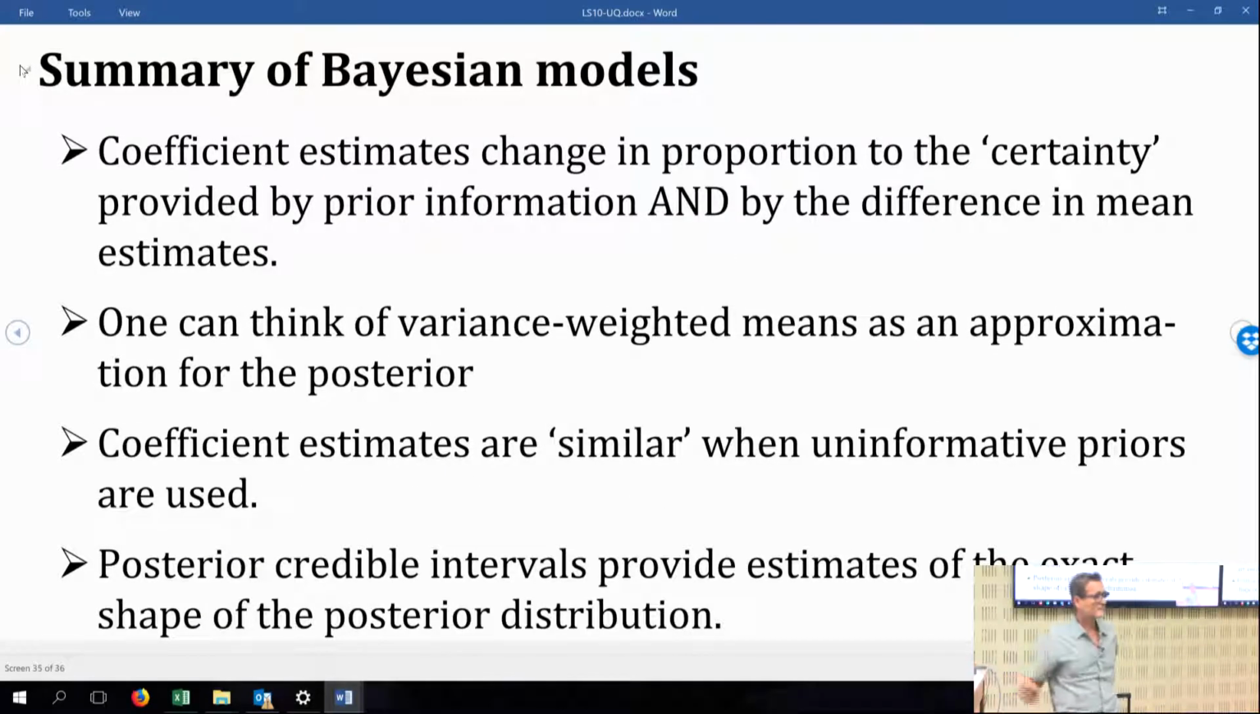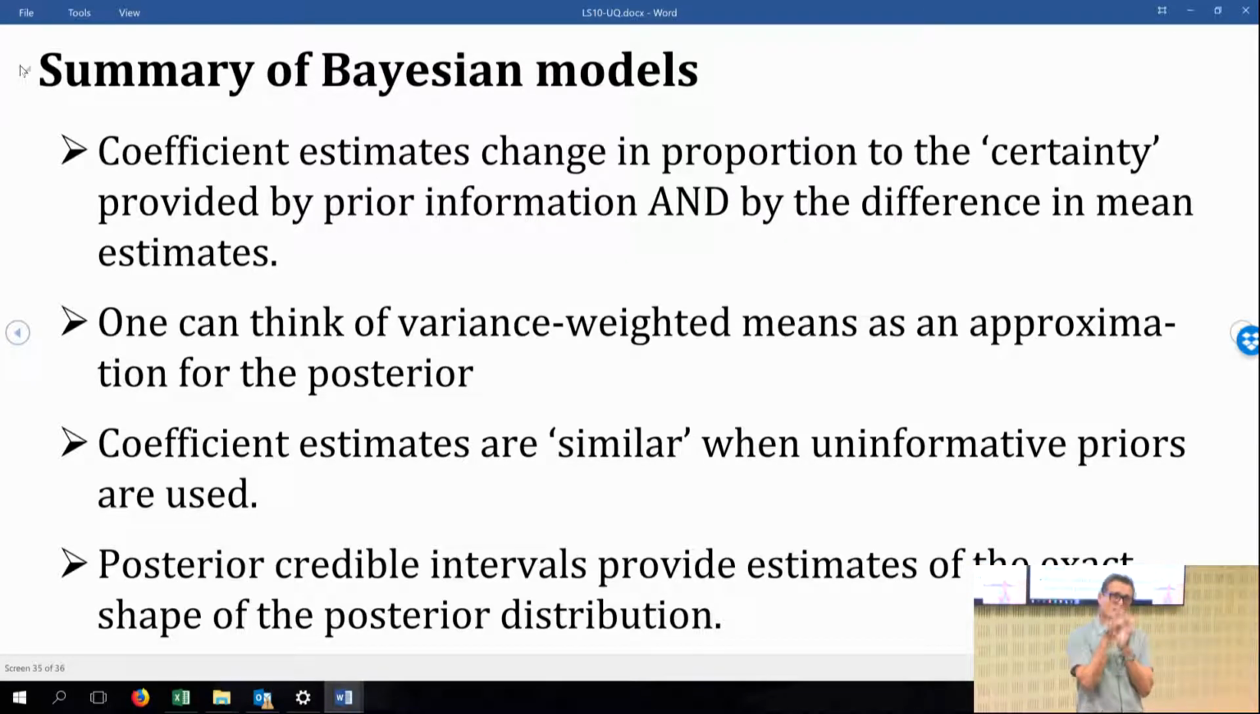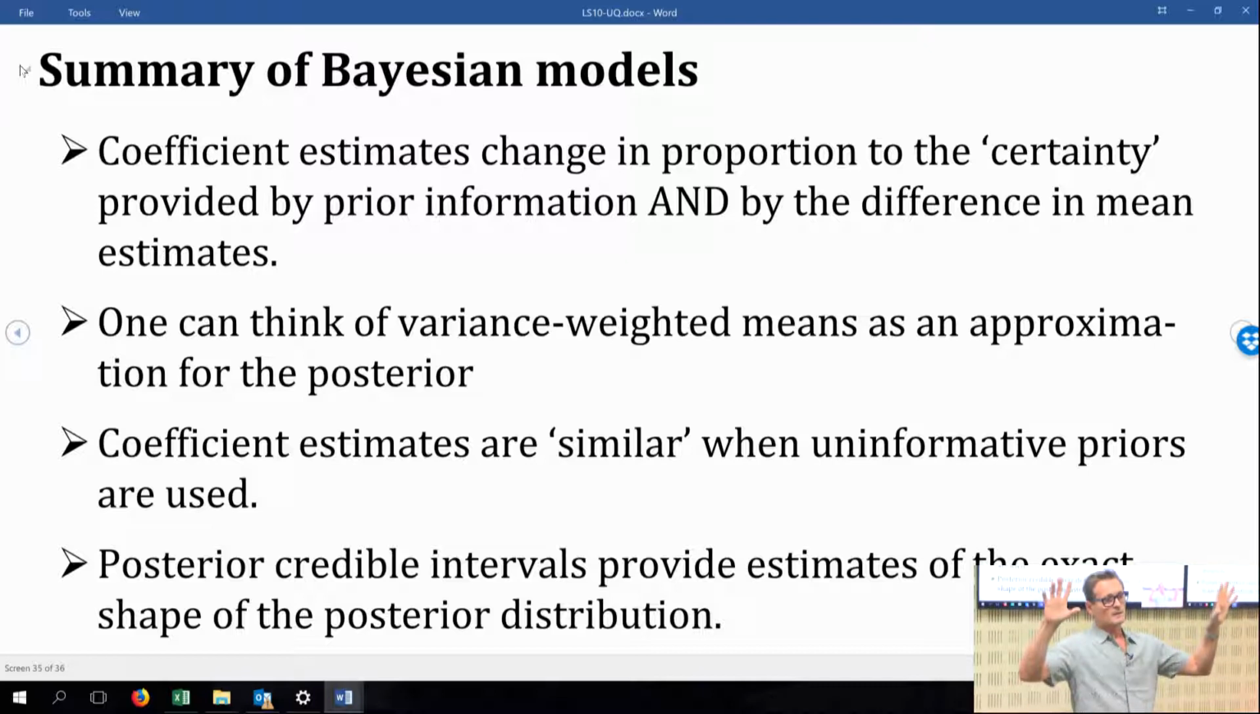So let me say this and then we'll kind of summarize. The coefficient estimates change in proportion to the certainty provided by the prior information and the difference in the mean estimates. The way to understand this conceptually is that the final posterior estimate is going to be weighted by the difference in the variance between the data you have and the prior information you bring.